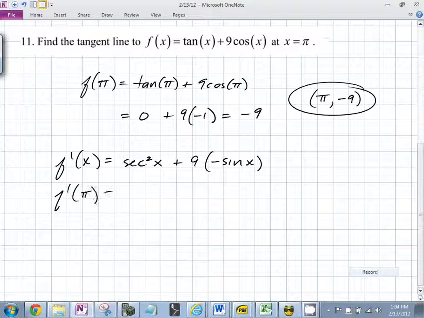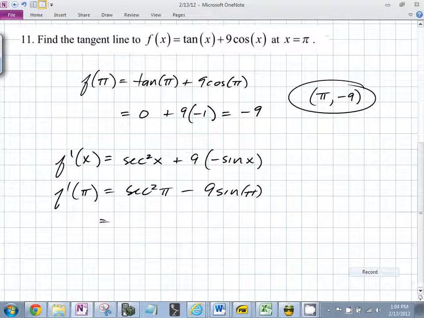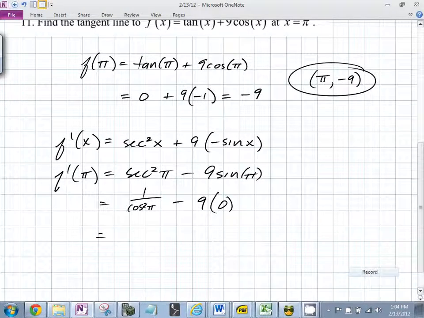So we want f prime at what value? Pi. So that's going to be secant squared of pi minus 9 sine of pi. What is secant? 1 over cosine. So this is 1 over cosine squared of pi minus 9 times sine of pi. Sine of pi is 0. Cosine of pi is -1, and -1 squared, so this thing is equal to 1. So what's the slope? 1.